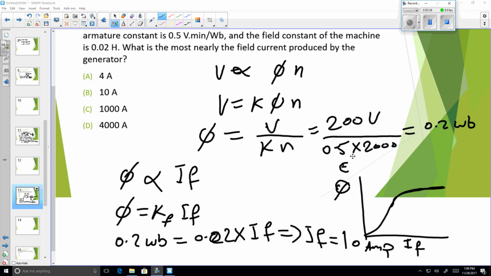And the constant here is given in Henry, because the coil inductance equals the flux linkage divided by the current producing that flux. So L equals the flux linkage, which is the flux, divided by IF. So clearly the flux equals the inductance, here 0.02, times the field current, which we found is 10 ampere.